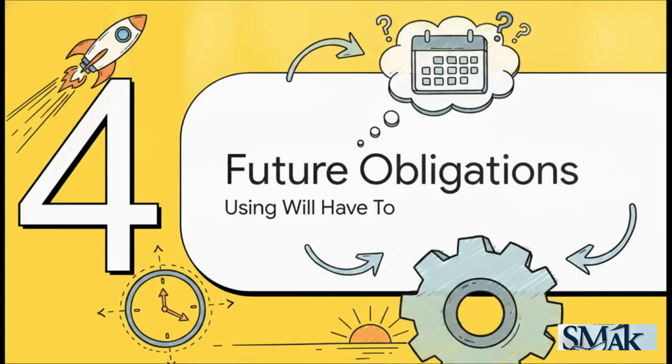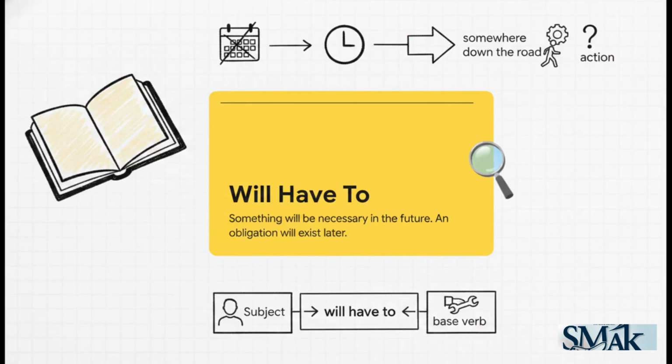All right, having safely dodged that villainous trap, let's jump to Section 4, Future Obligations with will have to. Let's jump forward in our timeline. Keep this formula really handy because you're definitely going to need it in the long run. The structure is super simple. Subject plus will have to plus your base verb.